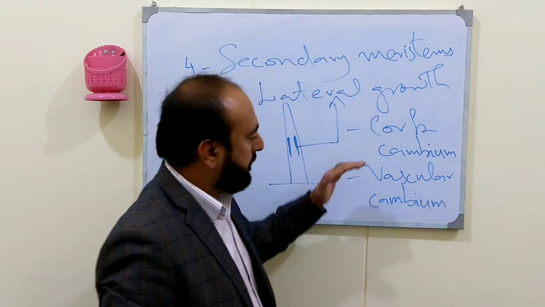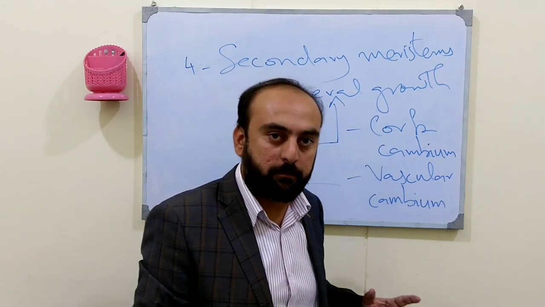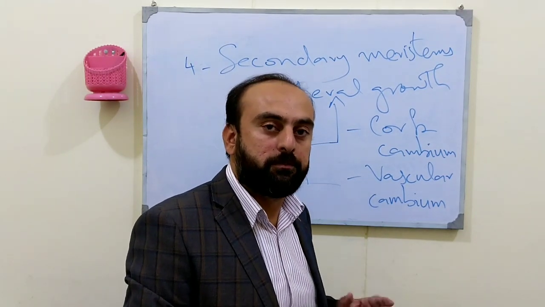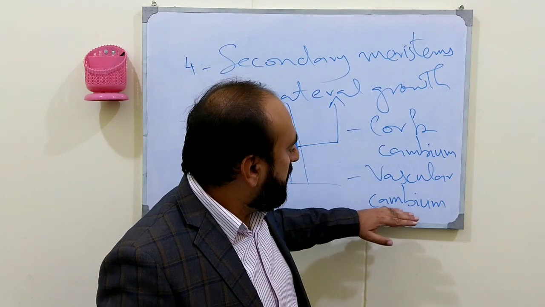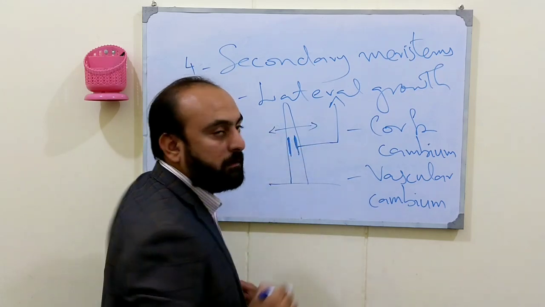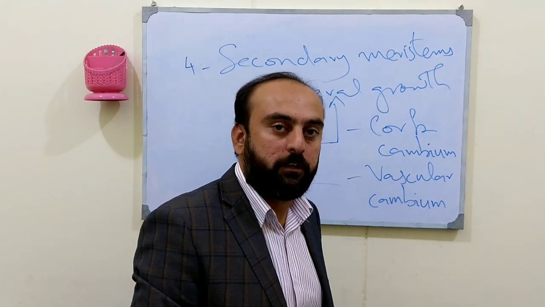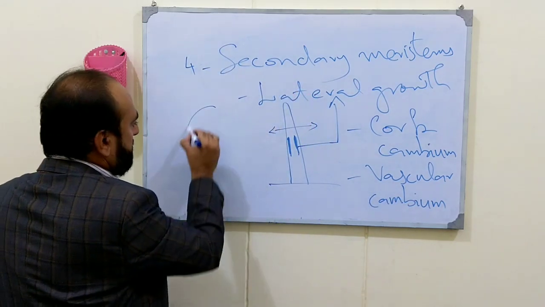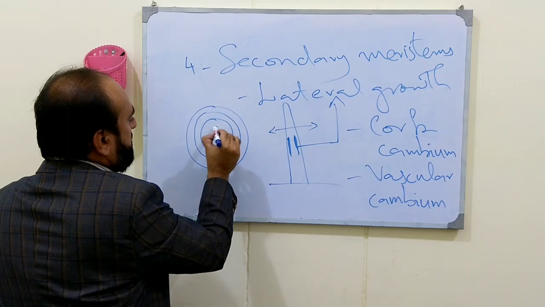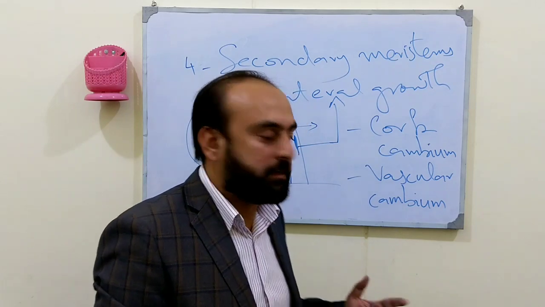Cork cambium is found in woody plants, where it produces tissues that replace epidermis. And vascular cambium is found in stems and roots of dicot plants and is responsible for increase in stem diameter, or horizontal growth. The activity of vascular cambium can also be observed in the annual rings formed in tree trunks. From these annual rings, we can estimate the age of a tree.